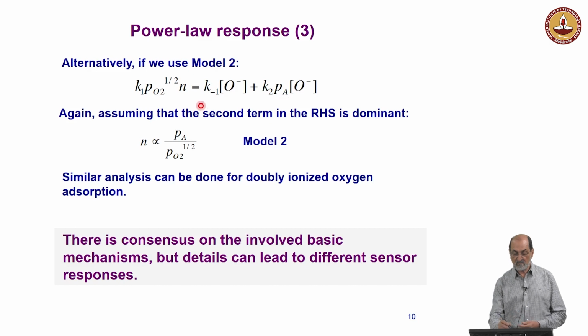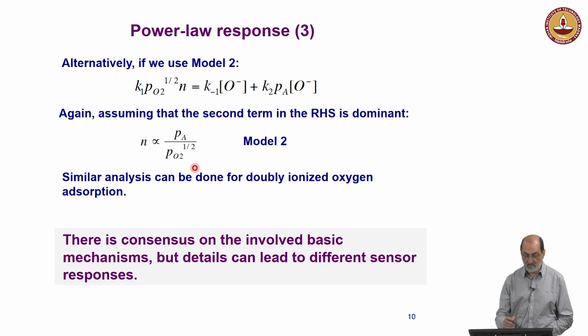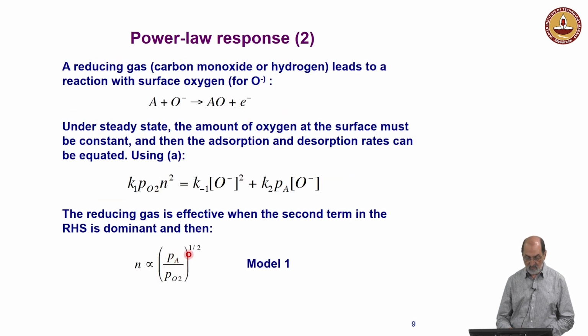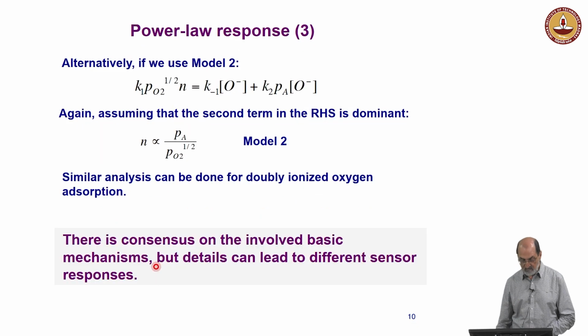So assuming again that this term is small compared to the second term, assuming that the reducing gas is playing the main role, we arrive at this conclusion. Now the density of electrons at the surface is going to be proportional to the pressure of the reducing gas divided by the pressure of oxygen to 1/2. So we arrive at a different conclusion. Now things are different. You see, before it was proportional to the pressure of the reducing gas to 1/2, and now it's directly related.